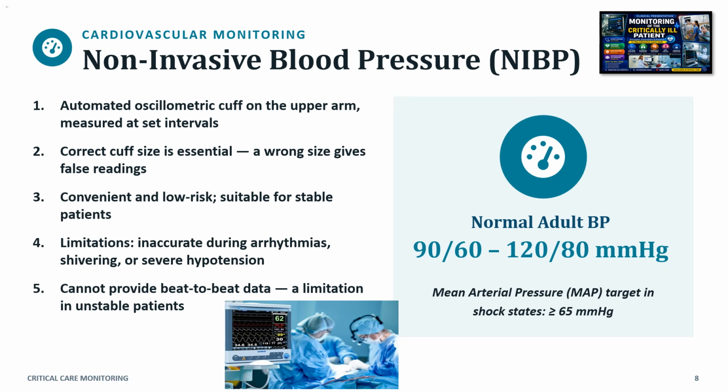Normal adult BP, 90/60 to 120/80 millimeters of mercury. Mean arterial pressure, MAP, target in shock states is greater than or equal to 65 millimeters of mercury. This pressure is to maintain organ perfusion.